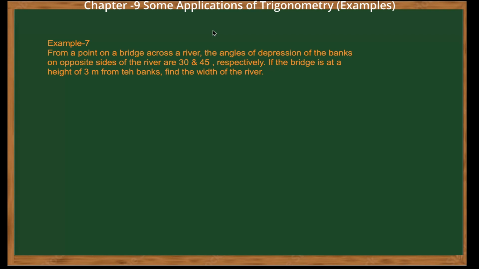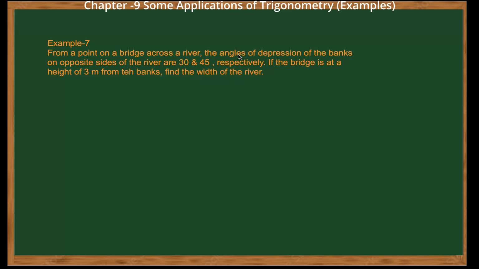Okay students, so what it says is, from a point on a bridge across a river, the angles of depression of the banks on opposite sides of the river are 30 and 45 degrees respectively. If the bridge is at a height of 3 meters from the banks, find the width of the river. So we need to find the width of the river.